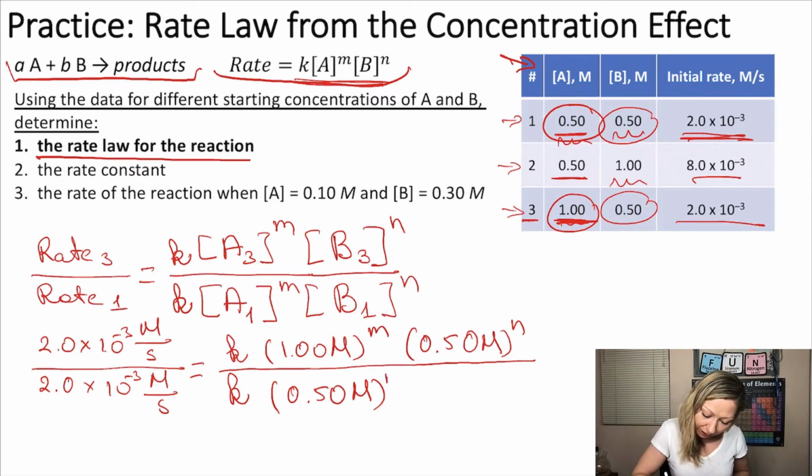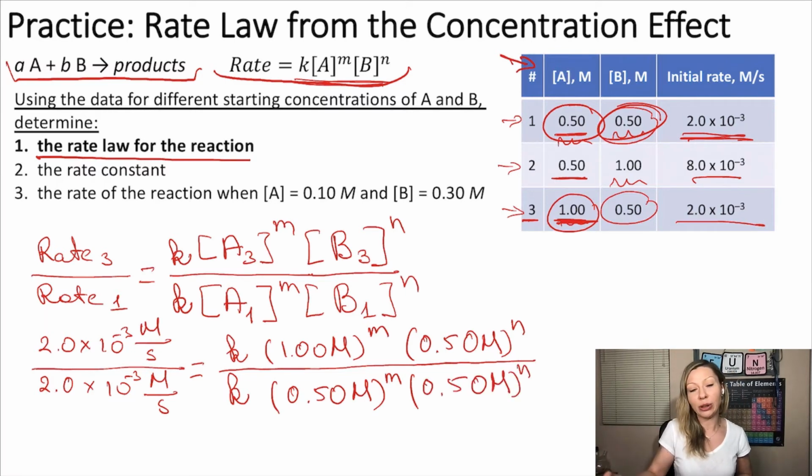So I need to put it on the exponent m, and then multiply that by the concentration of B in experiment 1 again on the exponent of n. Now, because I have this fraction and in the numerator and the denominator I have the same values, I can actually cancel them out. So I can cancel out the k, and I can cancel out the concentration of B on the exponent of n in both cases.